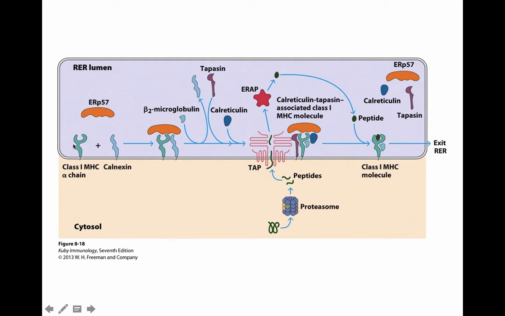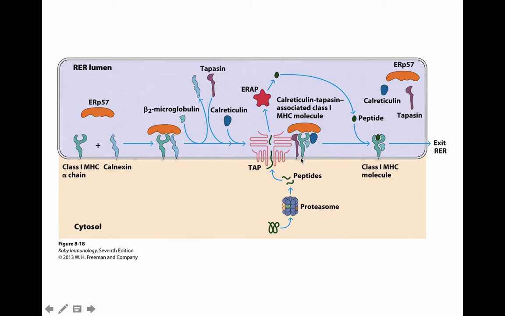In order to open the groove up and allow things to come together, there's a series of events that have to occur. So calnexin is one of the first accessory proteins to come into play. It binds along the alpha one region of the class 1 MHC. And once that happens, ERP57 can bind and form this complete complex. Once that occurs, it opens it up and makes room for beta 2 microglobulin to knock the calnexin off, which will allow the calreticulin and tapasin to bind and associate with the surface of the complex.